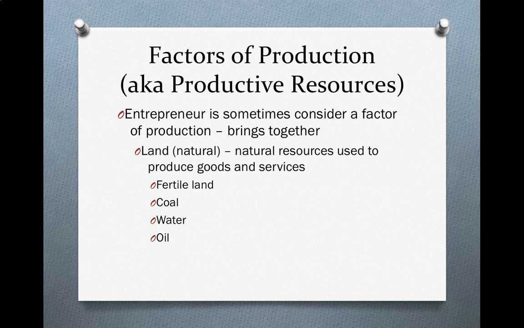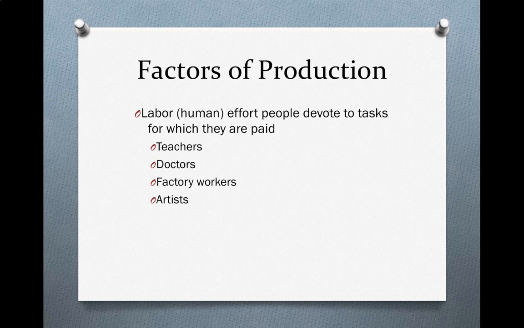So we're going to talk about the three factors of production, sometimes known as productive resources, that the entrepreneur brings together to create something of value. Some textbooks will say there are four factors of production, calling the entrepreneur a factor. But the entrepreneur, once again, is someone who is going to bring these productive resources together. So just think of it in terms of what we need in order to make something. One of the things is land, sometimes called natural resources, and these are used to produce goods and services. If you're a farmer, you need fertile land. We use coal and water and oil and all kinds of different natural resources, lumber, in order to produce something else.